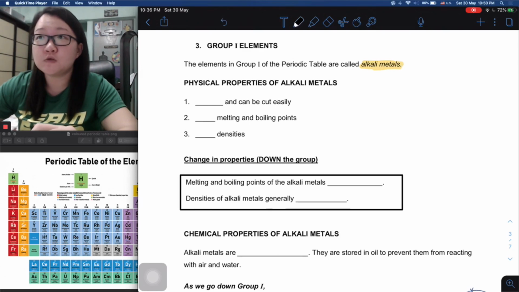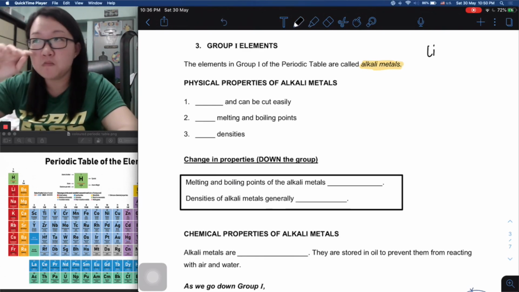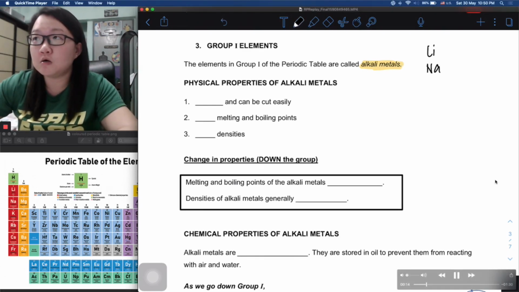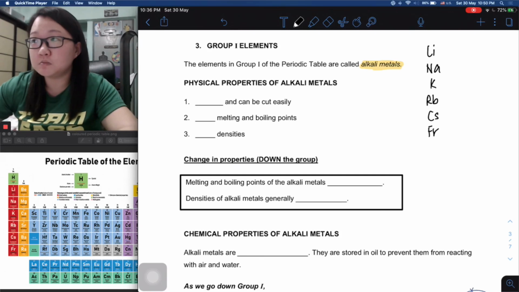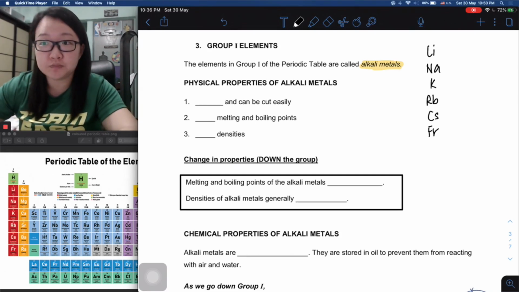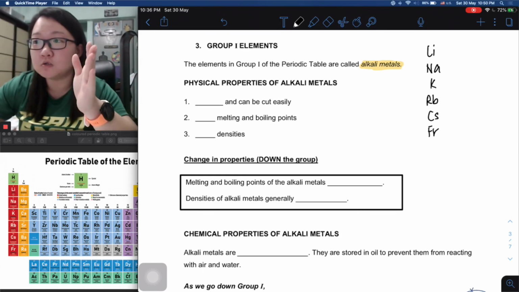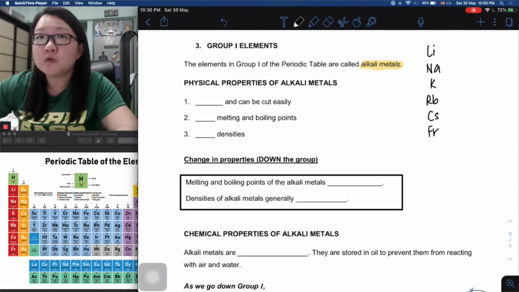So first and foremost, they have a specific name. These are all called alkali metals. That means we are referring to lithium, sodium, potassium, rubidium, cesium, as well as francium. So the first vertical column that we see, all these elements, they are called alkali metals.